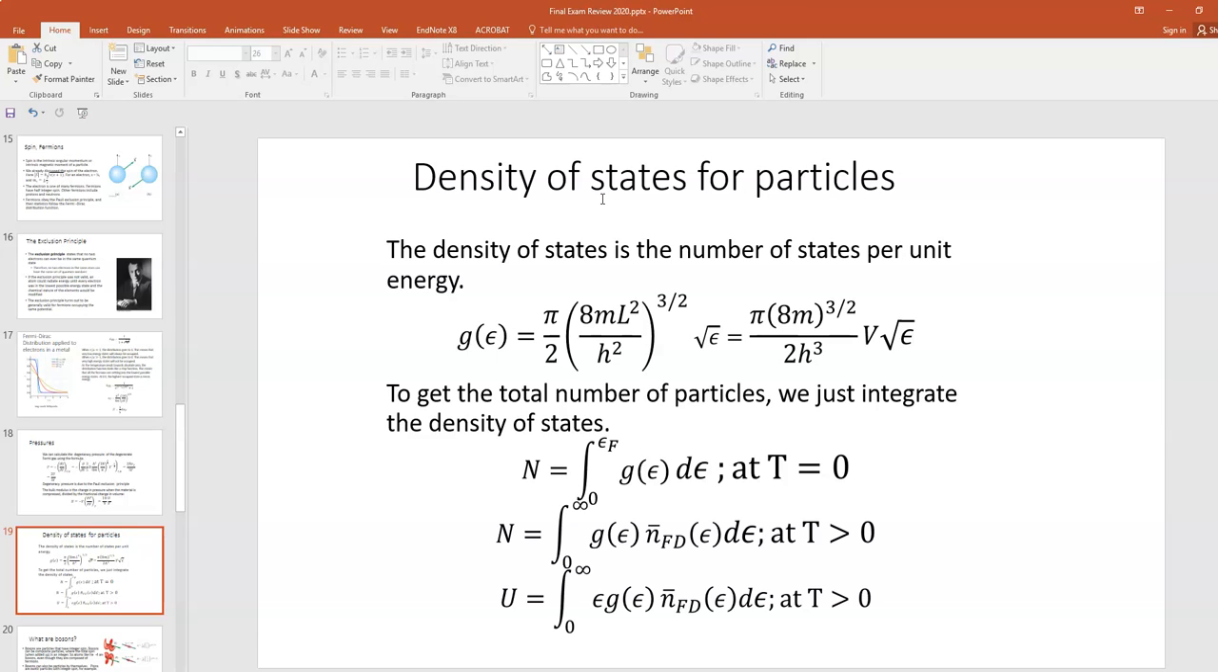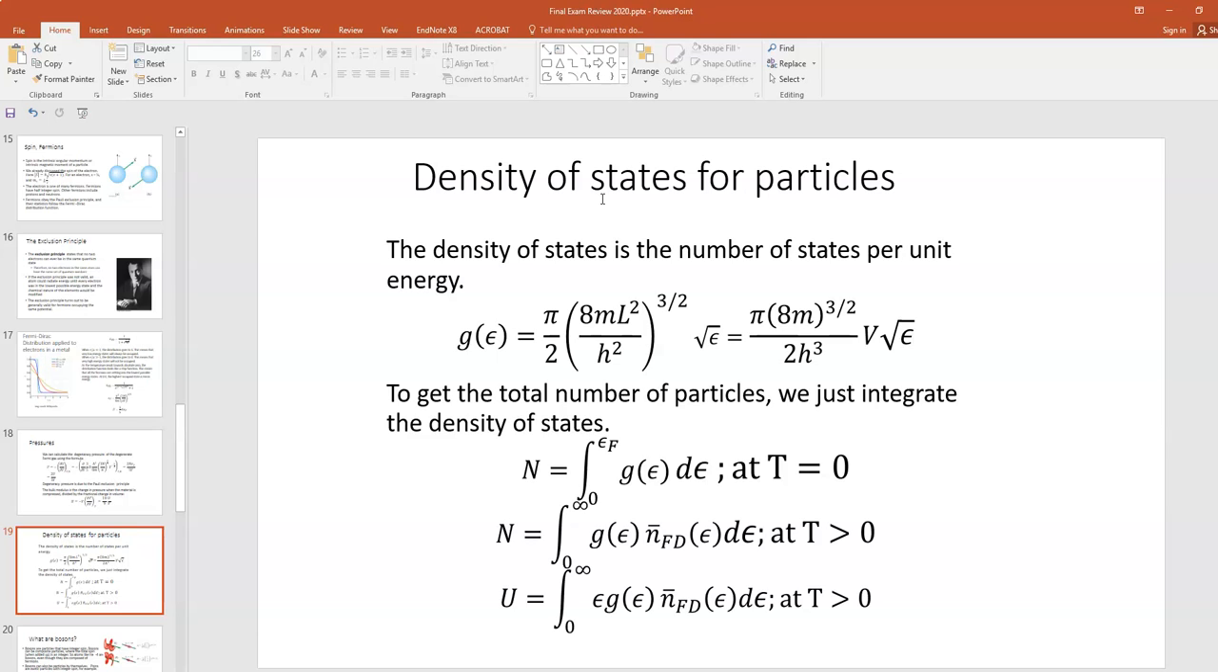Now the density of states can be used to find the number of particles at 0 Kelvin. So if you just integrate from 0 to the Fermi energy your density of states, g of epsilon, with respect to epsilon, then you're going to find the total number of particles at 0 Kelvin. But of course, if your temperature is higher than 0 Kelvin, then you have to multiply the density of states times the Fermi-Dirac distribution function. So then N would be equal to the integral from 0 to infinity of the density of states g of epsilon times the Fermi-Dirac distribution function n_FD of epsilon, d epsilon.